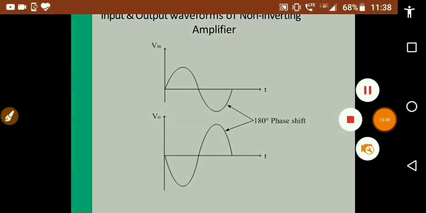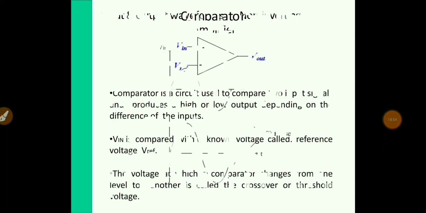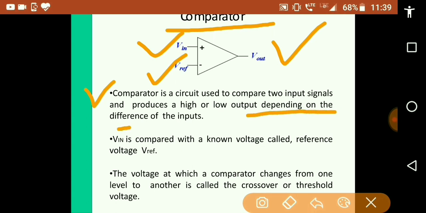Now students, this is one application of the operational amplifier, which is the comparator. So it is the open loop characteristic of the operational amplifier. Here no feedback is connected. So one voltage is V in, the other voltage is V reference, and output is V out. A comparator is a circuit used to compare two input signals and produces a high or low output depending on the difference of the inputs.